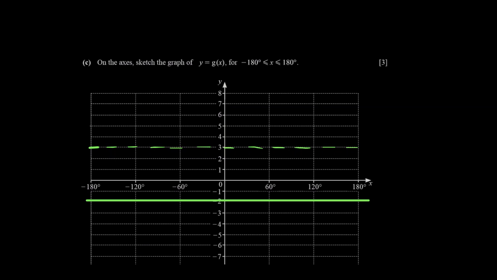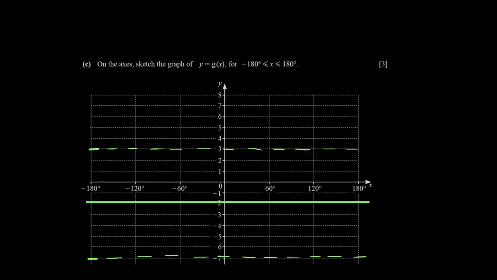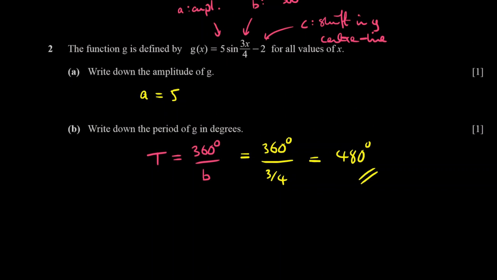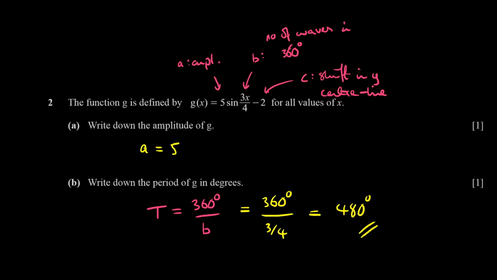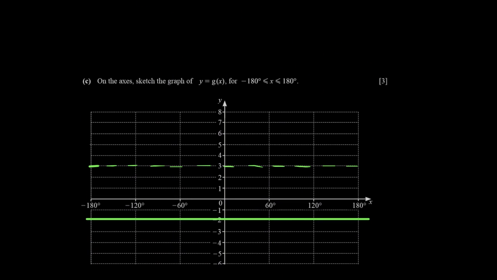So -2 minus 5 is -7, right? So my amplitude there is 5, because from the center line I go up by 5 and I also go down by 5. And then lastly, we've got to think about this whole idea of the period. We just said that the period is 480 degrees.